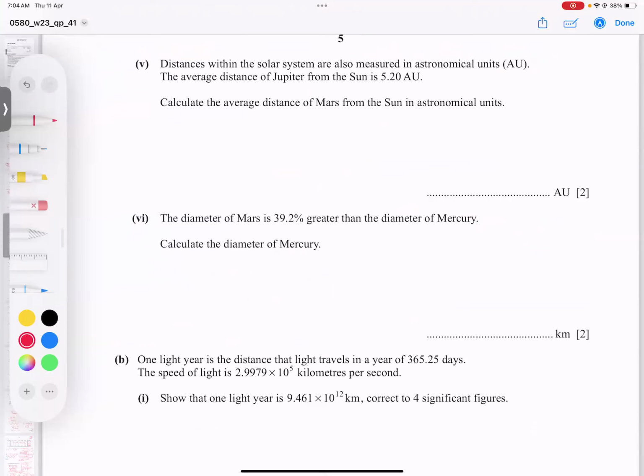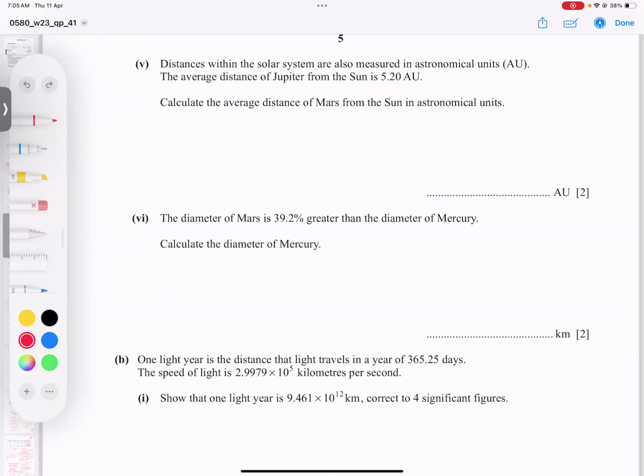And what next part is he asking here? The next question he's asking here: distances within the solar system are also measured in astronomical units, AU. Okay, so let's see now how we can find AU units. And if we look carefully, the average distance of Jupiter from the Sun is 5.20. Repeat. So Jupiter to Sun is taken as 5.20. The average distance of Mars to Sun is a, and we have to measure. Okay, so what is the method here?